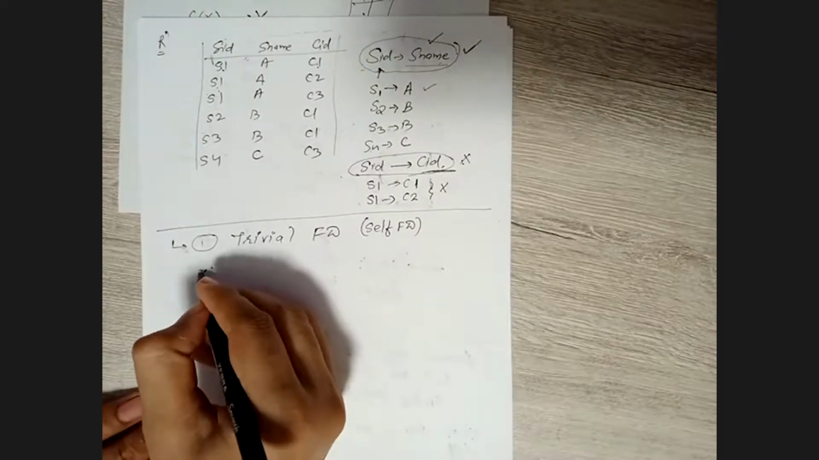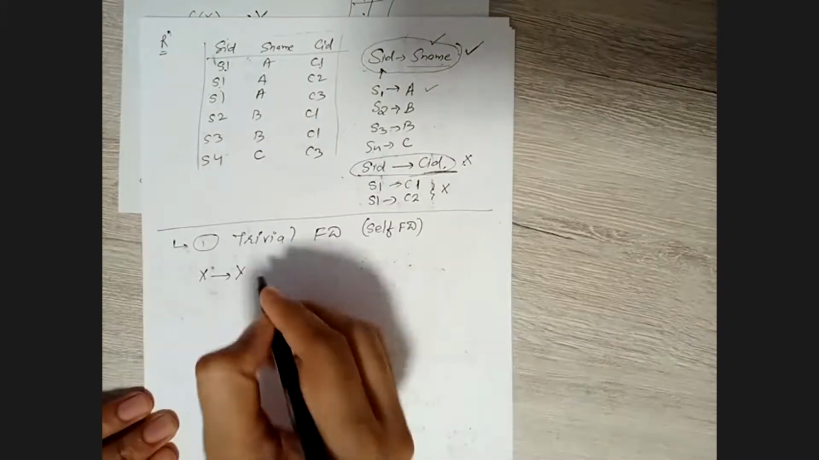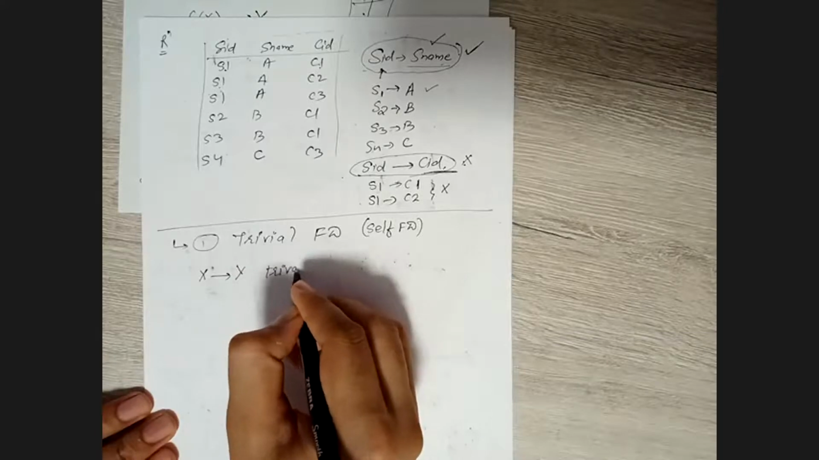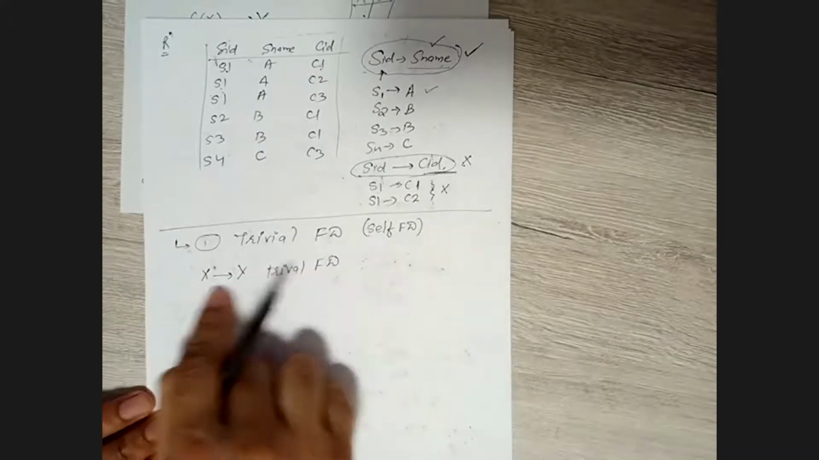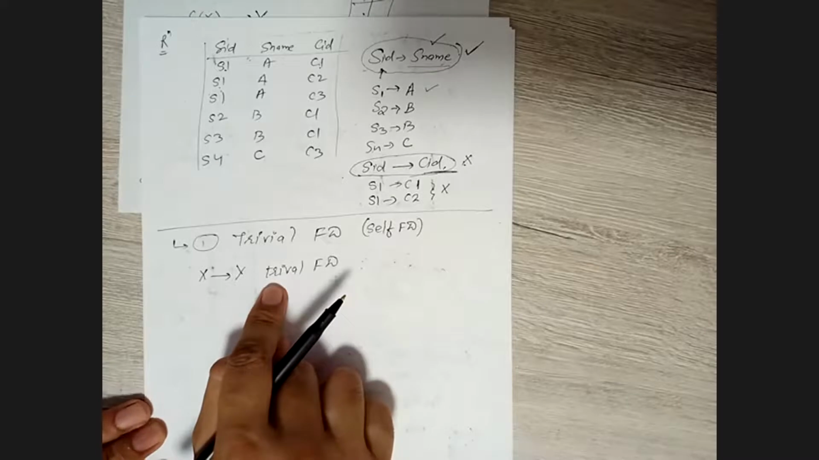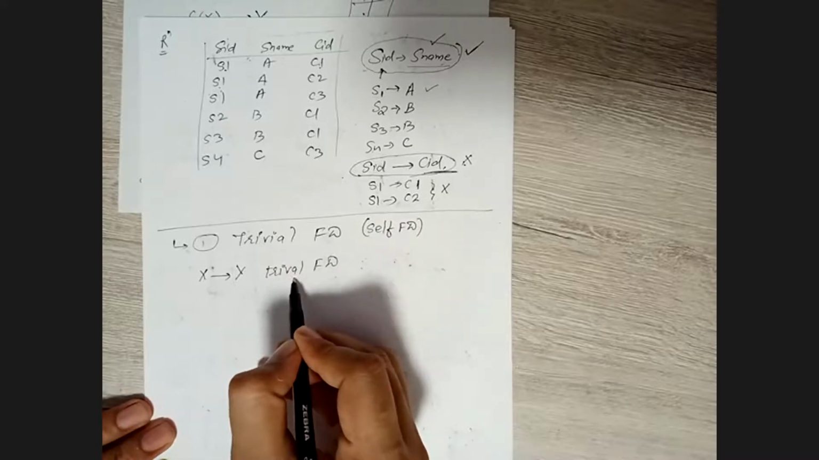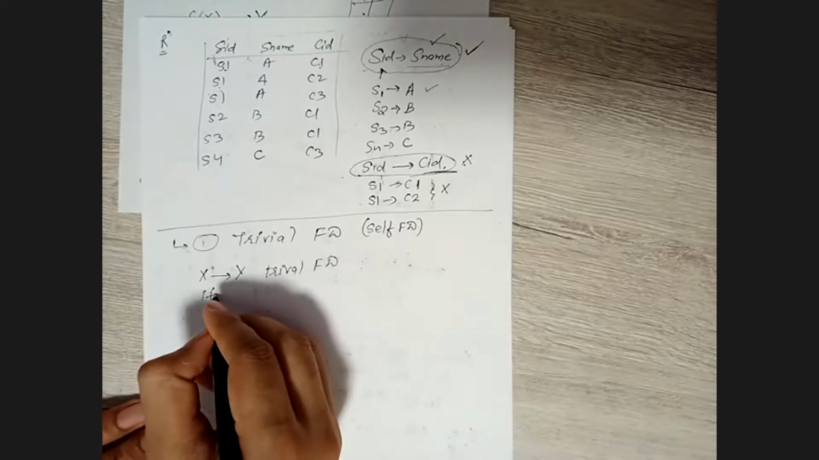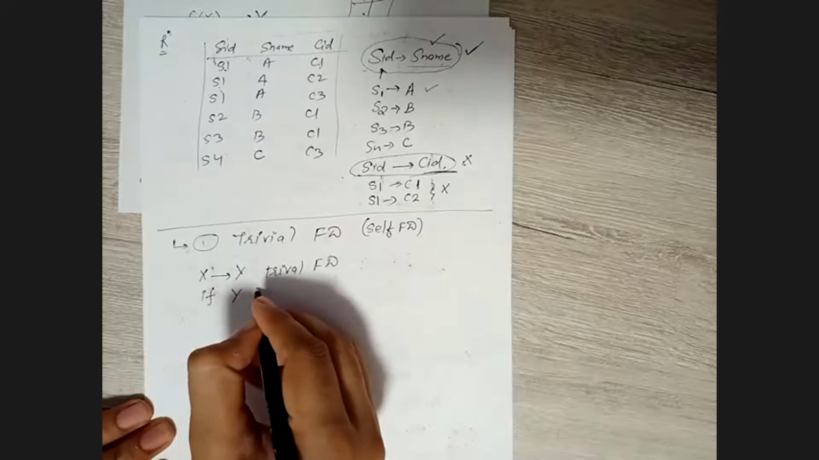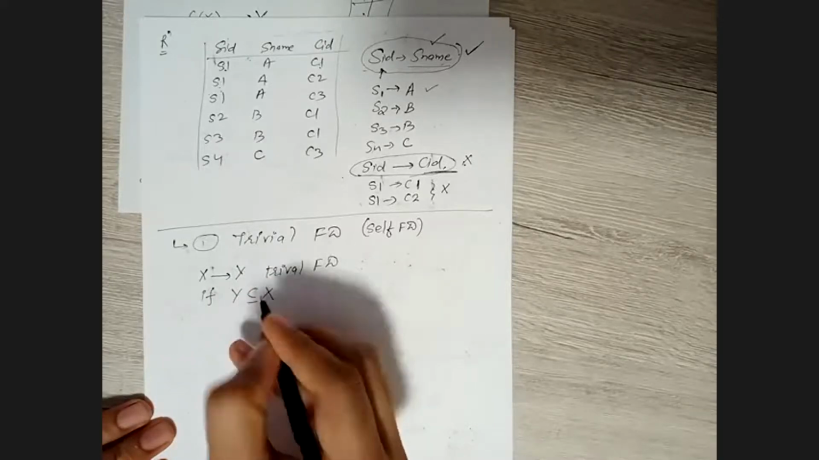Understand what basically trivial is. For example, I'm saying that X determines Y is a trivial functional dependency. What does it mean? How can I say this is trivial? If Y is a subset of X.